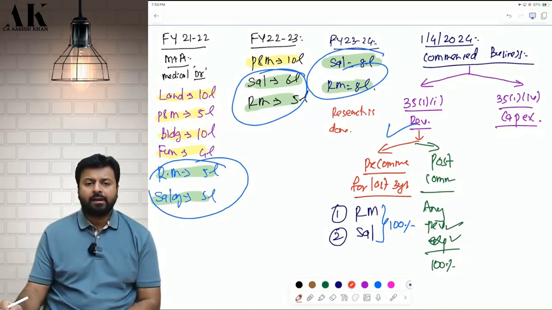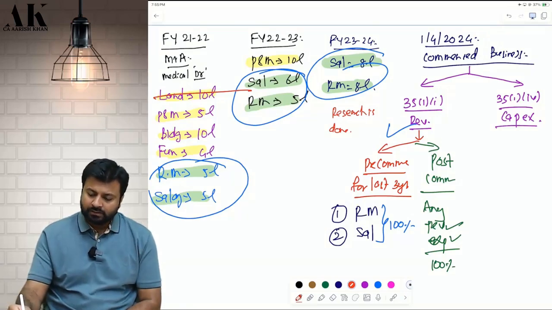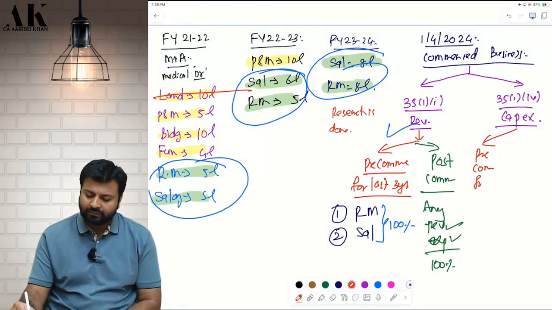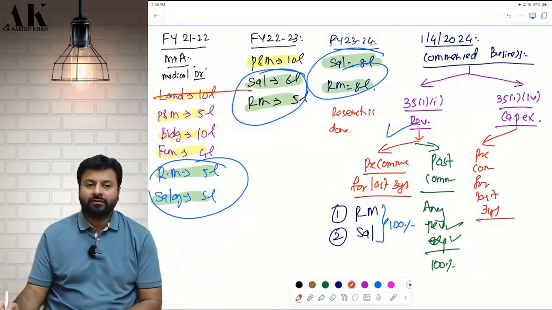Now, let's talk about capital expenditure. In capital expenditure, you will get all capital expenditure deduction except land. So I'm striking off land. In capital expenditure also we will get pre-commencement deduction. Yes, pre-commencement deduction for the last how many years? 3 years.